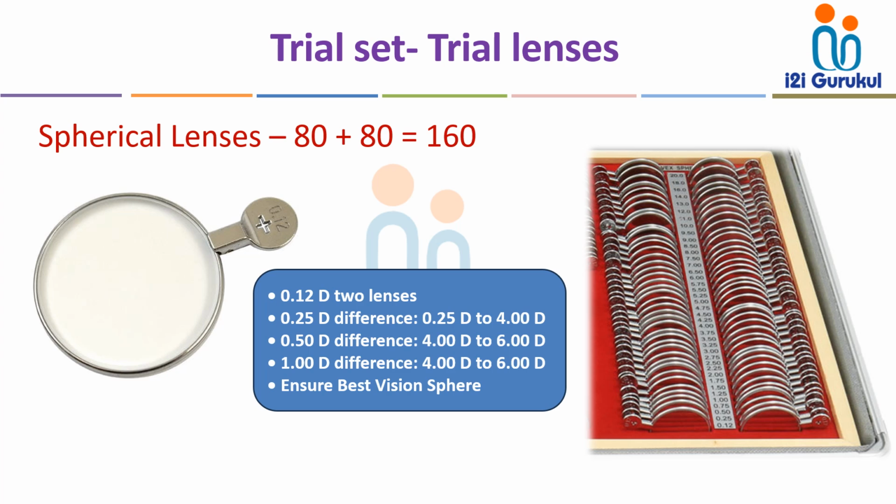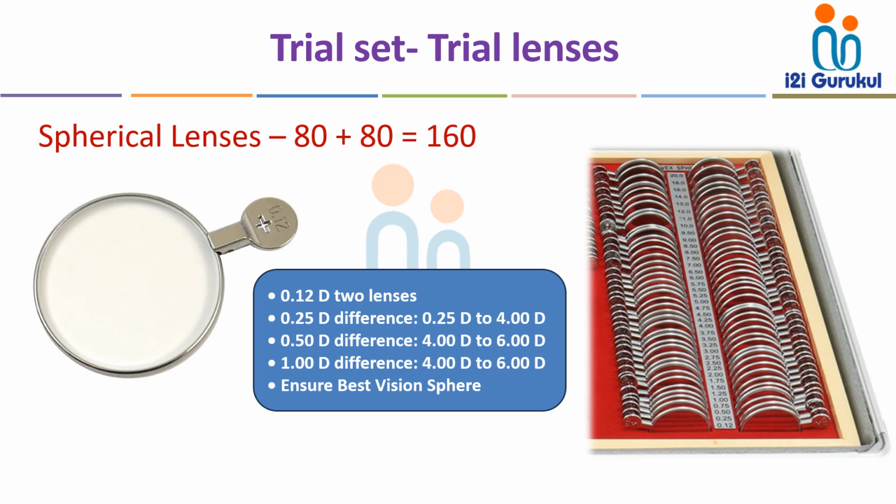The sign markings on the rim and the color of the rim differentiate the plus and minus lenses. Plus lenses have a plus sign on the rim and it may be a black or green colored rim, whereas minus lenses have a minus sign on the rim. These are usually in a red colored rim. The power of a spherical lens is measured in diopters.